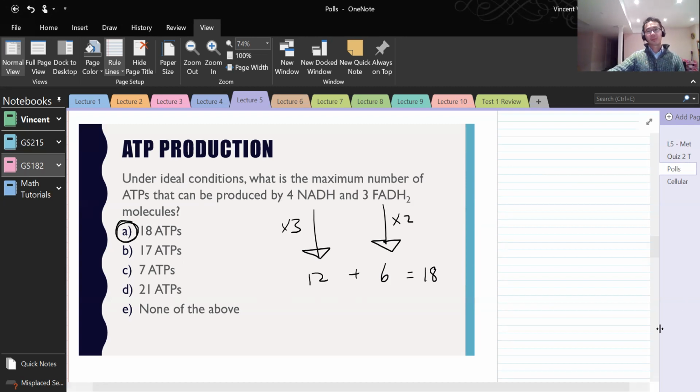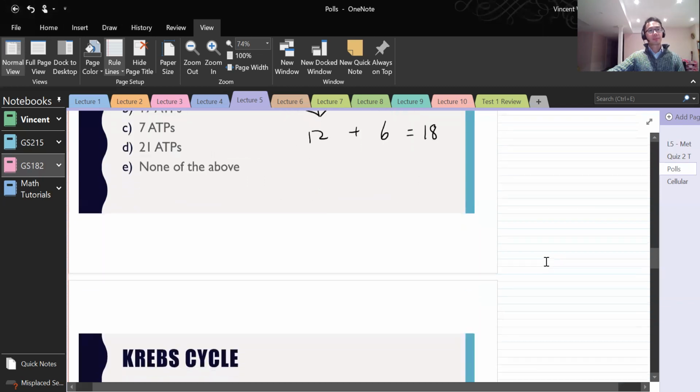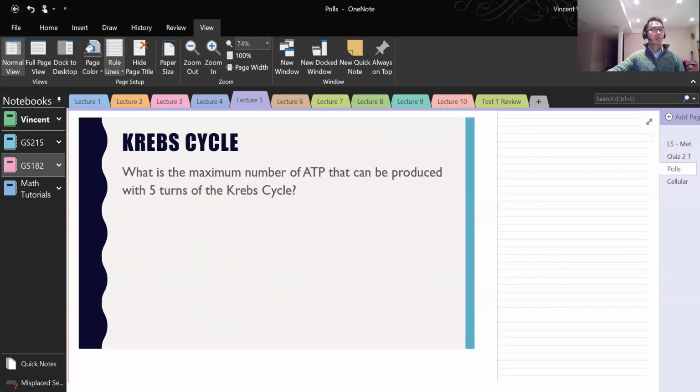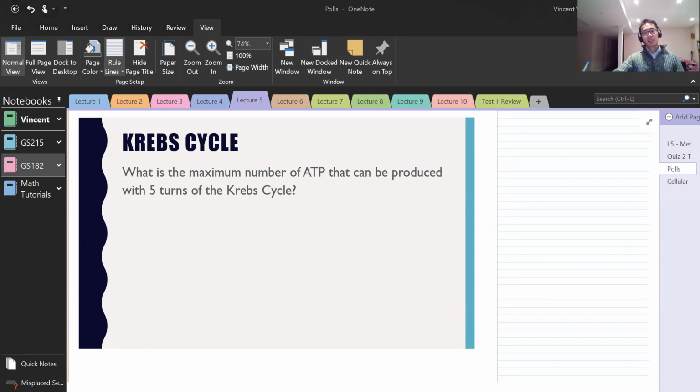Okay, great. Here's another question. Please try that out. And if you have an answer, you can type it into the box. You have to account for all the NADH and FADH2 as well. So do that and let me know.